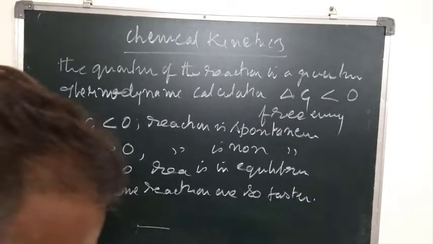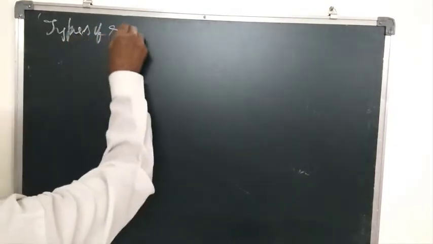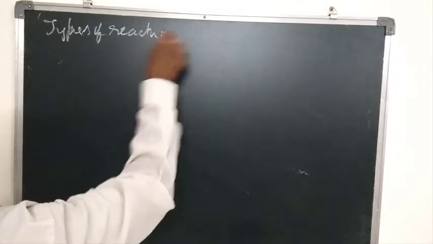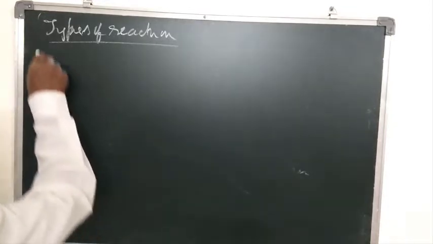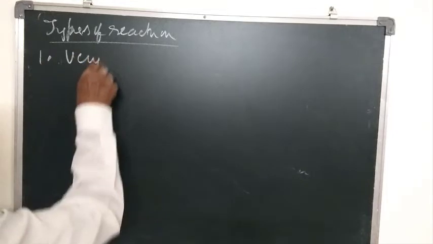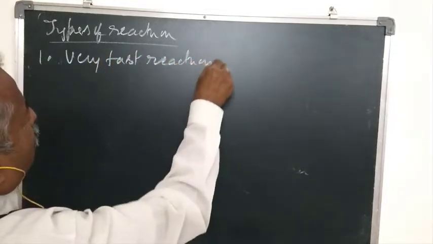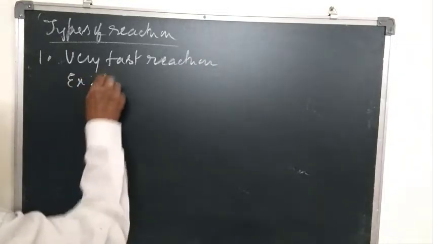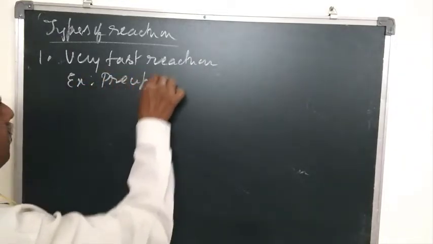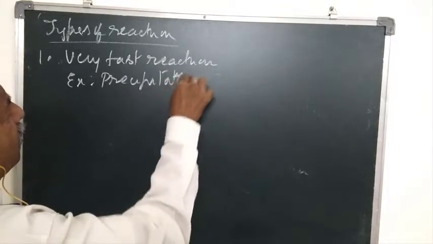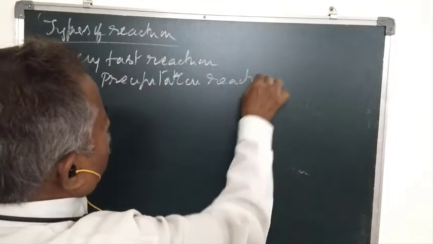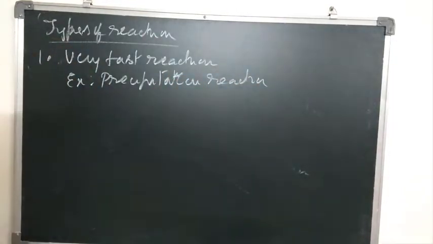Now let us discuss types of reactions. Generally we can classify reactions into three types. Number one, very fast reactions. Very fast reactions, for example, precipitation reactions. Just now we discussed one reaction.